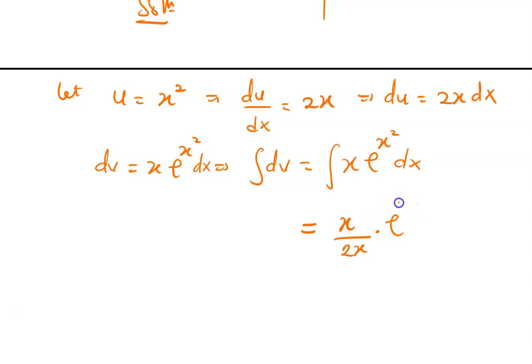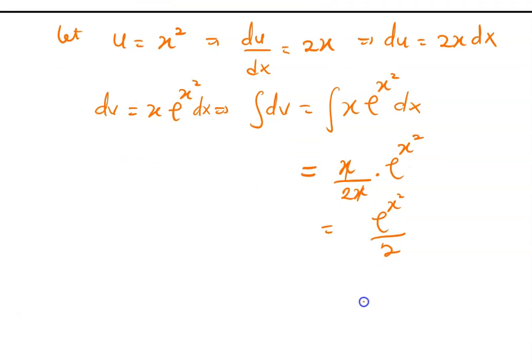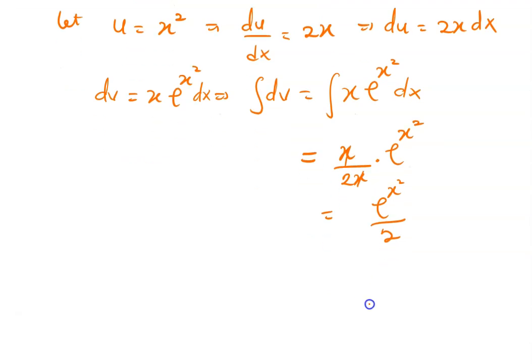Then you rewrite this one again, x squared. You get it? So x cancels x. So at the end, what do we have? We are going to get e^(x squared) all divided by 2. That is integration by algebraic substitution. If you are struggling with it, please visit my previous video and you will understand how to do integration by algebraic substitution.